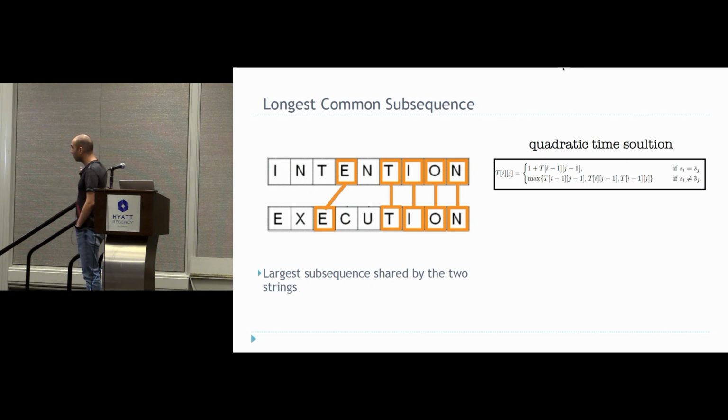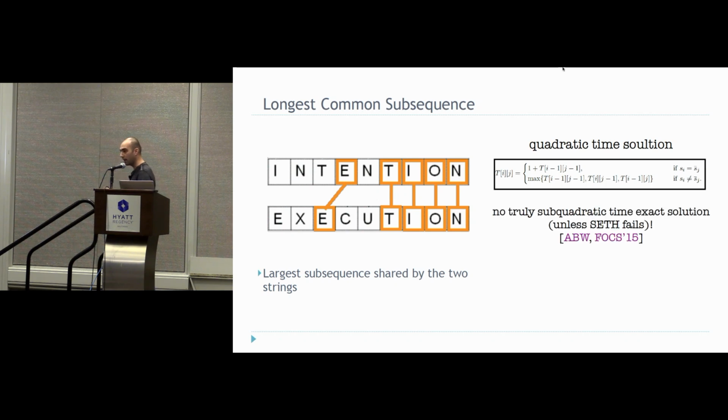Can we do better? Many people ask this question. Thus far, we don't know. Actually, there is good reason to believe that we can't, because Abboud, Backurs, and Williams show that if you come up with a substantially faster algorithm, then the strong exponential time hypothesis is refuted.